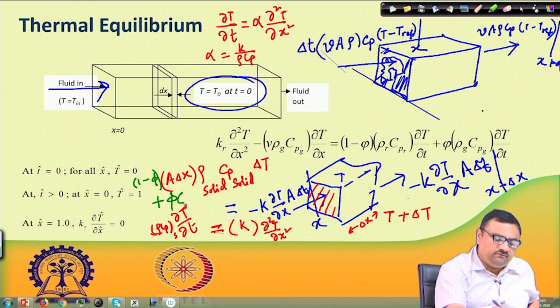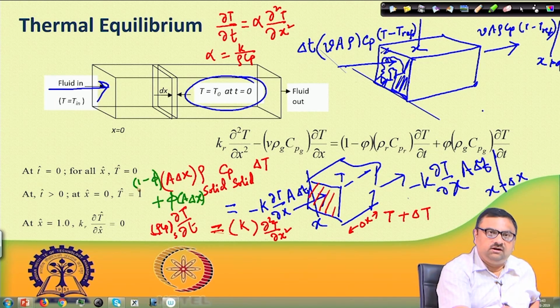So, what is the volume of the void part? The volume would be A delta x, the total volume, multiplied by phi, which is the porosity. So, this gives me the void volume, just like A delta x, the total volume, multiplied by 1 minus phi gave me the solid volume. So, phi A delta x, now this should be multiplied by rho of fluid, Cp of fluid, delta T.